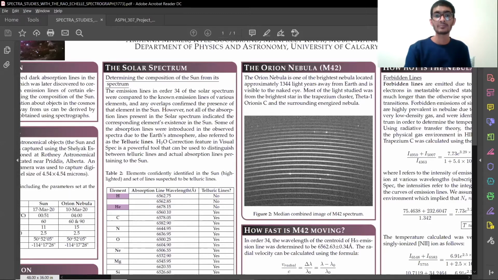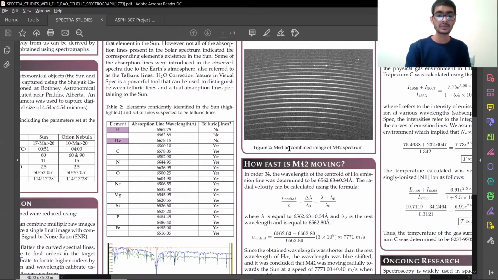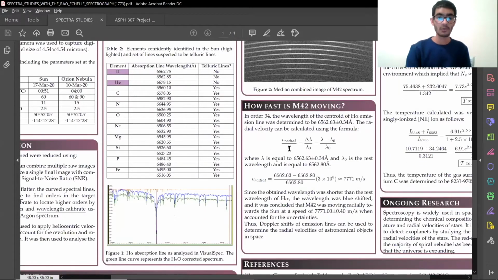Some of the absorption lines were introduced by the Earth's atmosphere, which are also known as telluric lines. Using the H2O correction feature in VisualSpec, we were able to distinguish between telluric lines and the actual absorption lines. Also, the H2O correction feature gave us a modified green-colored line curve, which is shown in Figure 1.